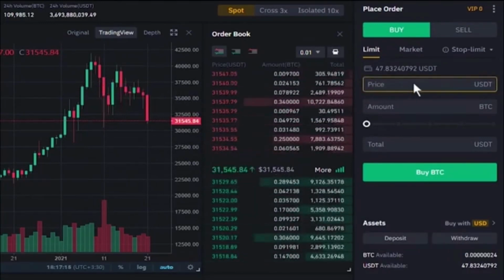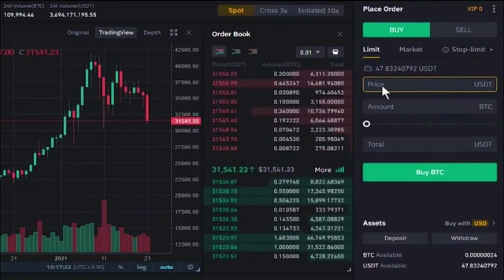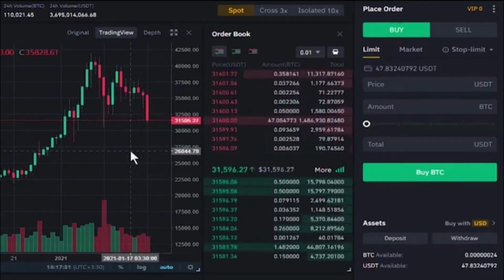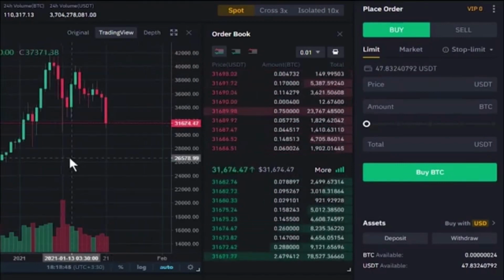So when the price reaches the limit price or better, your order will be executed, and this means that you can place a buy order lower than the current price of the market, or you can place a sell order higher than the current price of the market. Okay, let's see it in practice.